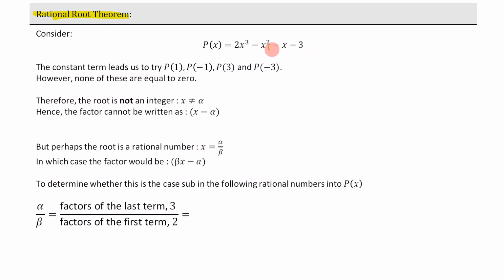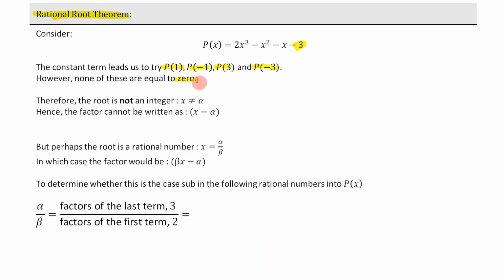Now if you were asked to factorize this, you would first begin by using the factor theorem, in which you're going to sub in numbers into it until you get 0 out, and that means you've found a factor. And you're not just going to sub in any number, rather you're just going to consider the factors of the constant here. So the constant term leads us to try p of 1, p of -1, p of 3, and p of -3. So you sub all of those in, hoping that one of them gives you a 0. However, none of these are equal to 0.